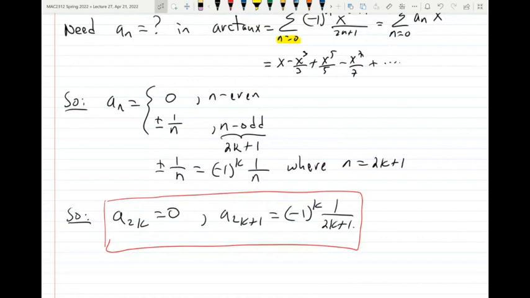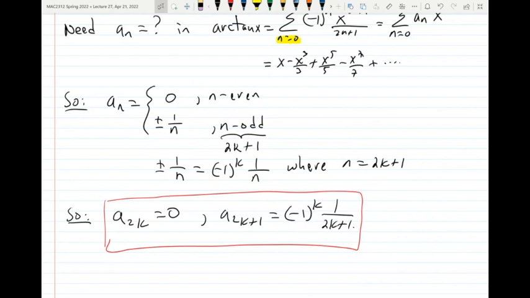Okay, because it's a little bit complicated to write. If I want n here, then I have to say even or odd, and then in the odd case, I need to tell you that the power that you put here is not n, but it's really, what is it? N minus 1 over 2. That's the k. So instead of writing all those big formulas, it's easier to rewrite it in this form.